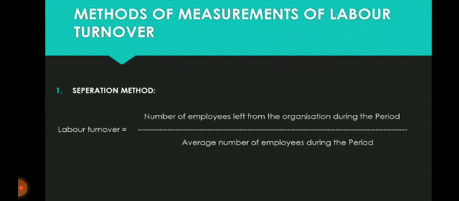Methods of measurement of labor turnover. There are 4 methods. First one, separation method. The basis of calculating labor turnover under this method is the number of employees discharged during a period. Labor turnover is equal to the number of employees left from the organization during a period by average number of employees during a period.